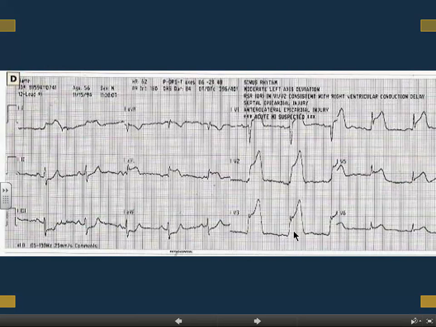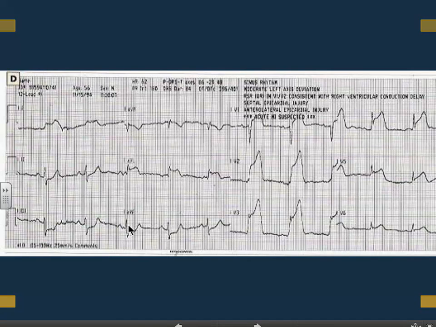Then you look at your reciprocal leads, all right, you have some, what? ST what? Depression. Remember reciprocal? Remember the term reciprocal? All right? We're going to look at the exact opposite area of the heart and see what that looks like. That's why when we did axis deviation, we looked at aVF and lead 1. All right? Because they are perfectly looking at different areas of the heart.